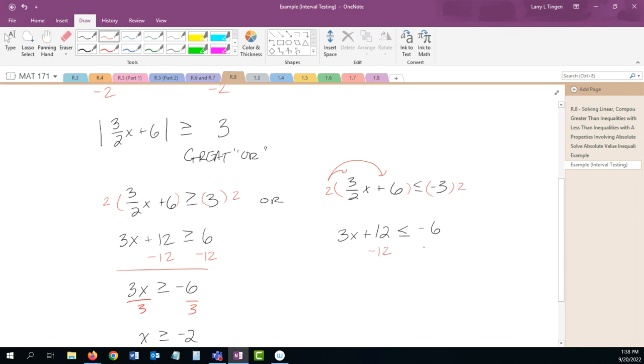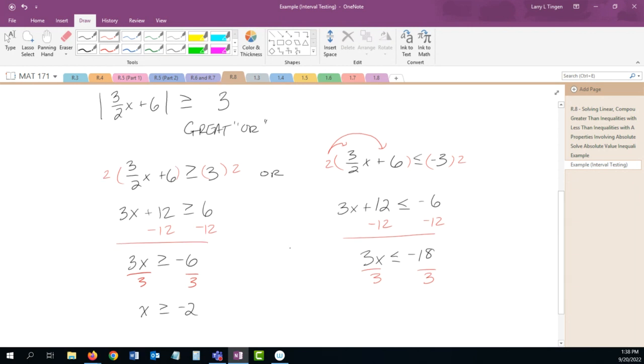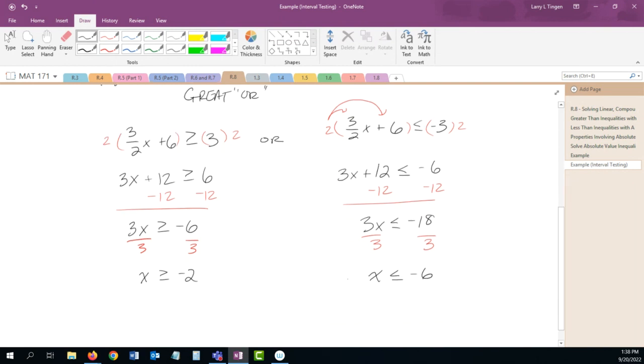Everything with an x to one side, everything without to the other. 3x is less than or equal to negative 18. I want the x by itself. That means I got to divide both sides by negative 3 or by positive 3. Again, I divided, but I did not divide by a negative, so the inequality stays the same. Less than or equal to negative 6.